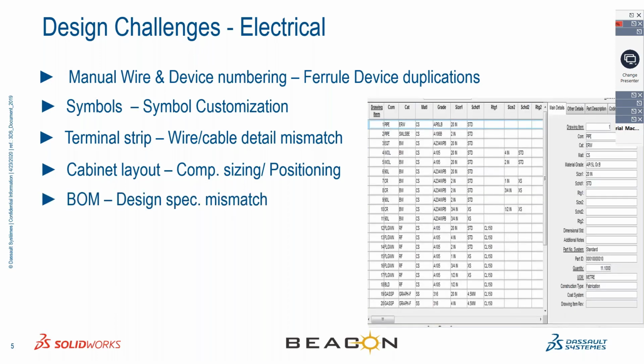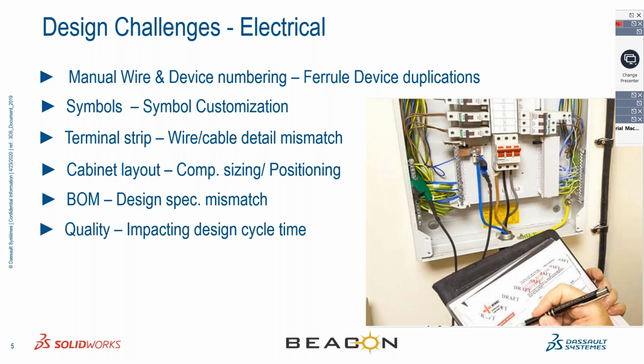And at last comes the bill of materials, where, based on the components placed, the terminal symbols assigned, and also the ferrule numbering, that is, the wires or cables list, everything will be listed in the bill of materials. If any of this goes wrong, the same error will be reflected in the bill of materials. Also, we need to check the quality, that is, its impact on the design cycle.